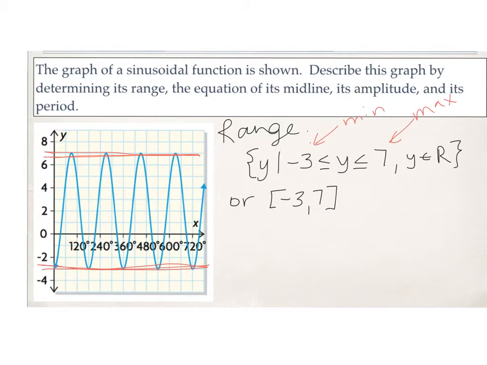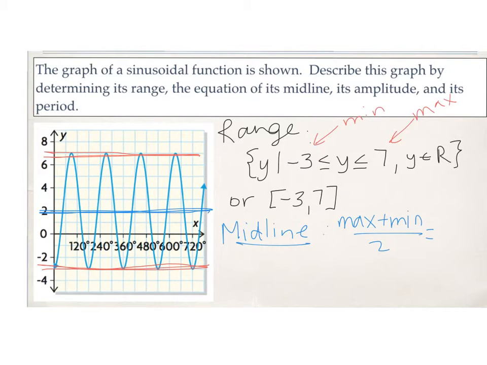Now, midline. Remember I told you that there's a way to do this. It's minimum plus maximum divided by 2, or max plus min divided by 2. This works 100% of the time. If you can't tell, I mean, you might just look at this graph and be able to tell. To me, it looks like it's 2. 2 looks like the middle.